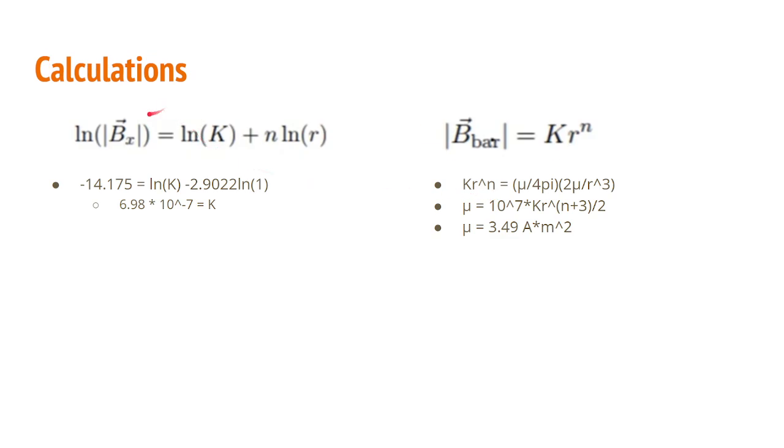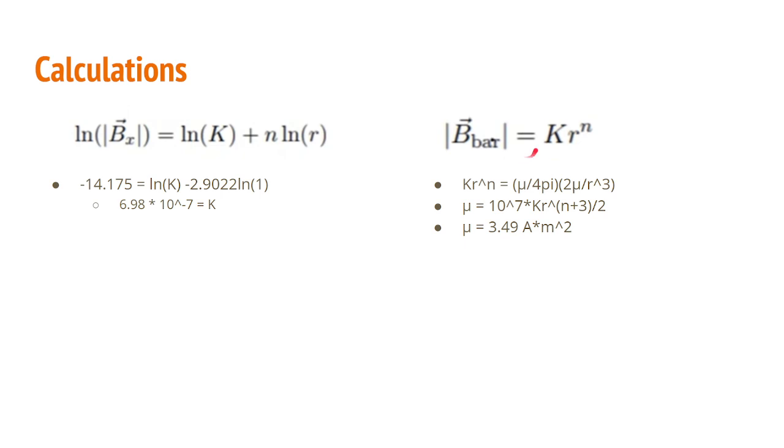The calculations were that since ln of Bx is equal to ln of k plus n ln of r, and we know what n is, and we know what Bx is, and r is just 1, we can just substitute that in, and then we can get the answer for k, which we got was equal to 6.98 times 10 to the negative 7.